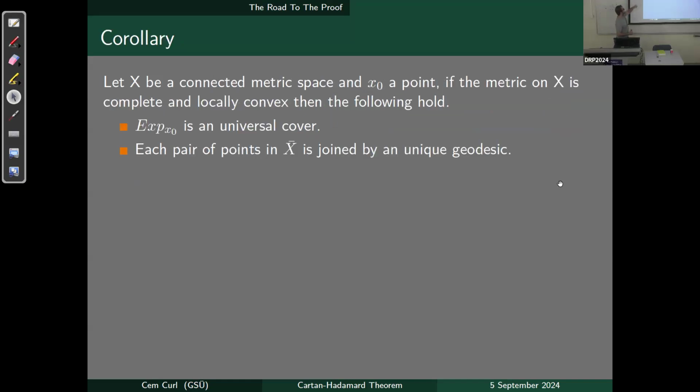Corollary: let X be a connected metric space with point X0. If the metric on X is complete and locally convex, then the following holds. The exponential is a universal cover. Universal cover means the domain of the exponential for space X is going to be connected, locally pathwise connected, and semi-locally simply connected. That's what that means. And each pair of points in X tilde is joined by a unique geodesic. So X tilde is a unique geodesic space.